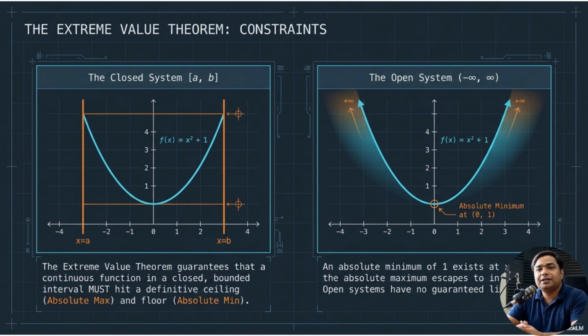This is why constraints are important. In real world optimization, we must define the domain clearly. Are we optimizing within a fixed range? Are there physical limits? Are endpoints included? Without constraints, a maximum or minimum may not exist. So, the extreme value theorem teaches us that optimization is not only about derivatives, it is also about the domain.